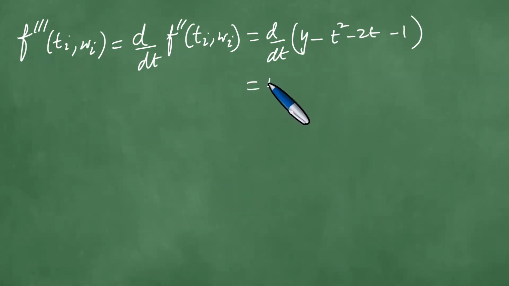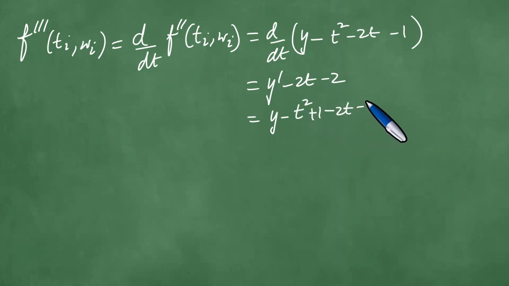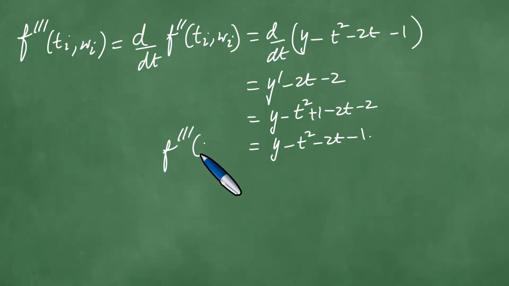This one is going to be y primed minus twice t minus 2. And then we just need to plug in the y primed. We already know y primed by heart: it is the given one, y minus t squared plus 1, minus 2t minus 2. Adding like terms together, this is y minus t squared minus 2t minus 1. So it is f double prime. So this one is exactly the third derivative.